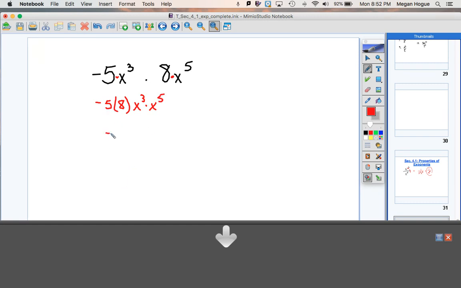So numbers, I would just multiply as normal, so negative 40. I'd add those exponents again, end up with x to the 8th. So negative 40x to the 8th.